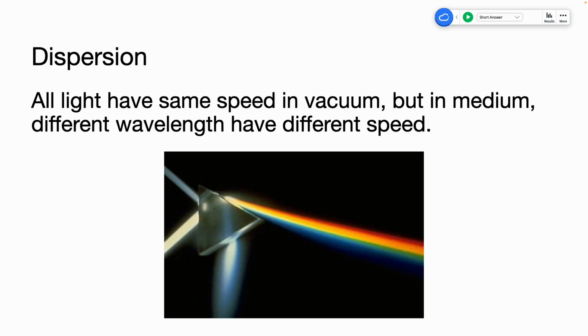Next thing is called dispersion. Speed of light is a constant in vacuum. It's about 3 times 10 to the power of 8 meters per second. And that is true for all color of light, any wavelength. But when light enters medium, different wavelengths will cause different interaction with the medium, and the speed of light can be different. So here, a white light enters a triangle prism, which is made with some glass, and the speed of light is slower in glass.